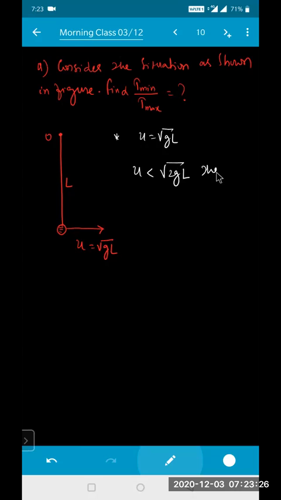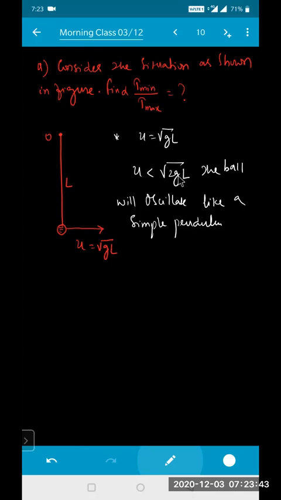That means the ball will oscillate. I told you the condition. The ball will oscillate like a simple pendulum. I told you yesterday these cases.